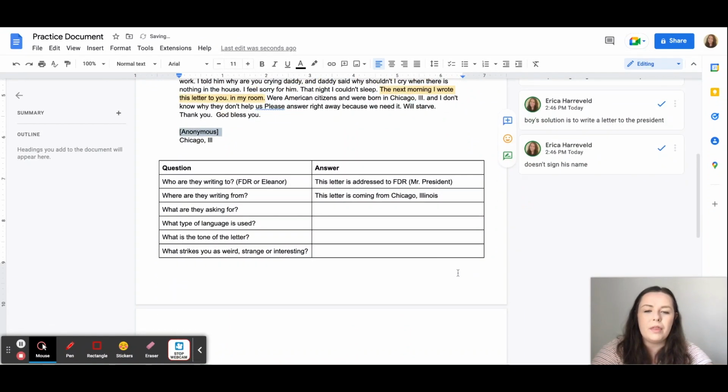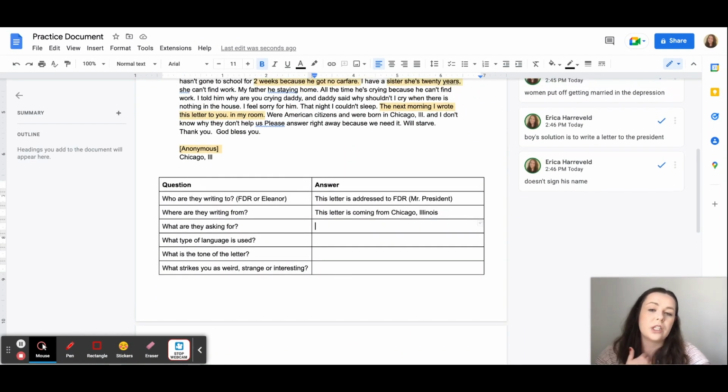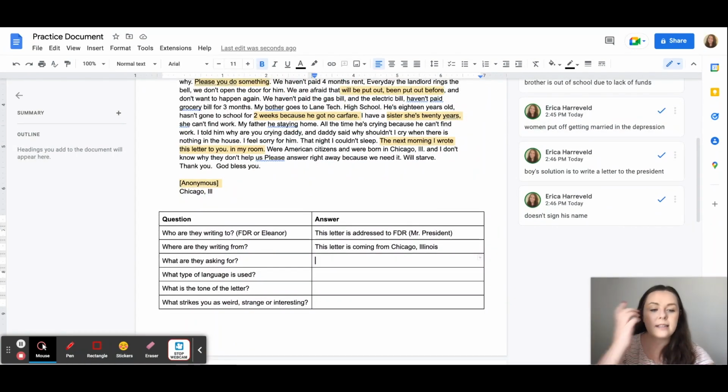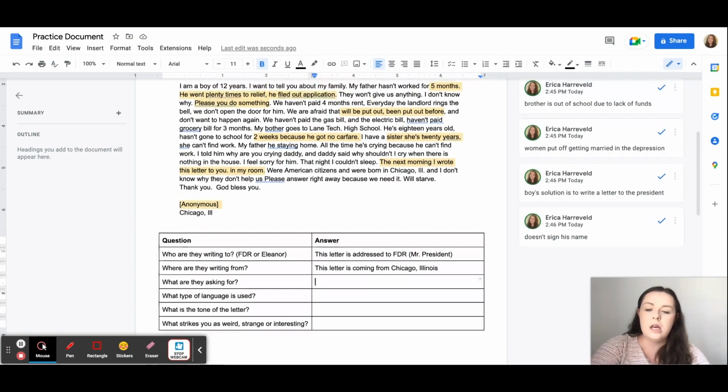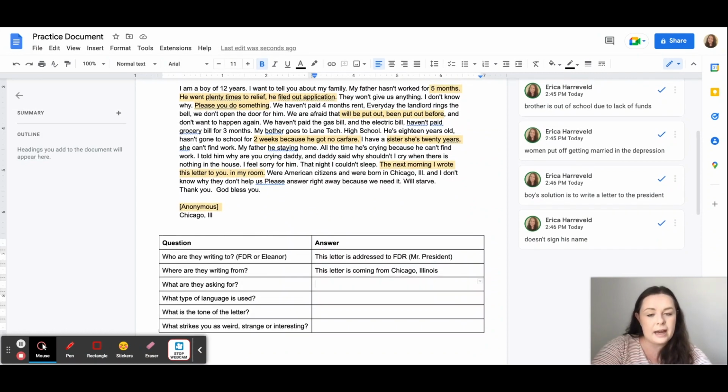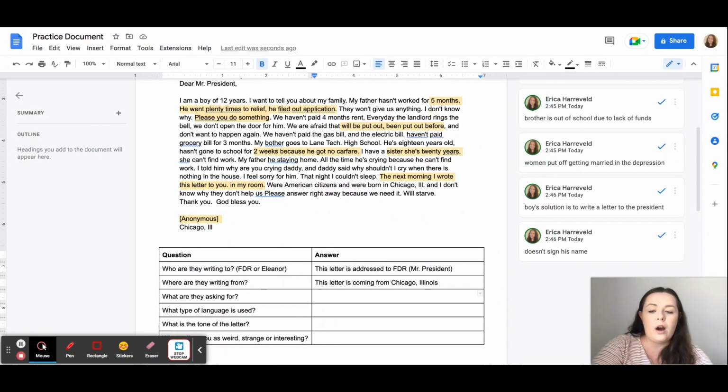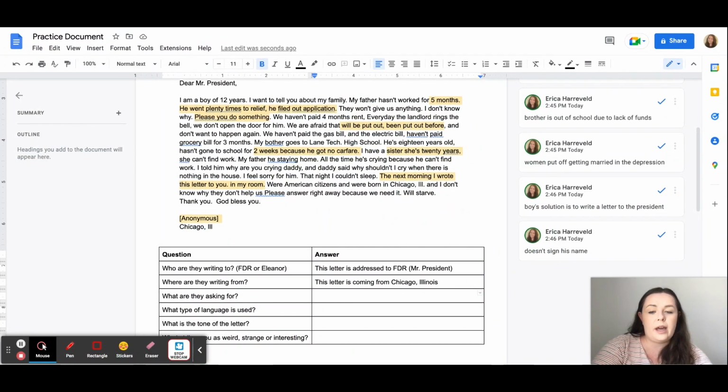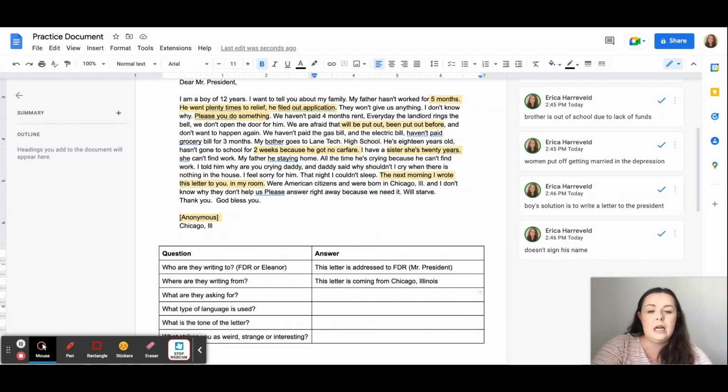And so we can maybe think through why he might not sign his name, and the shame attached to asking for government assistance. But let's unpack some of these questions. So what are they asking for? What's the boy asking for in this letter?